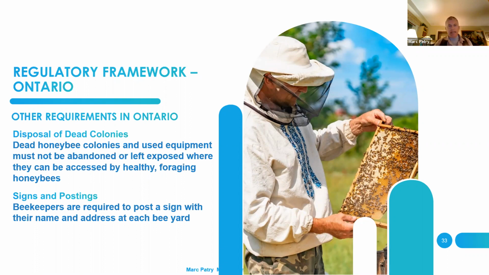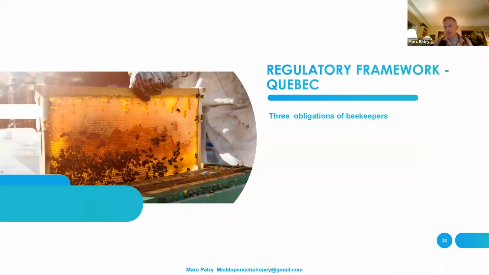Also, you should have a sign on one of your hives in your bee yard that says whose hives these are: Joe Blow's hives, with Joe Blow's address and phone number, in case they need to contact you. Quebec is very similar.